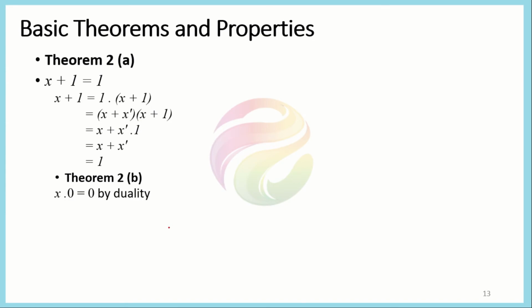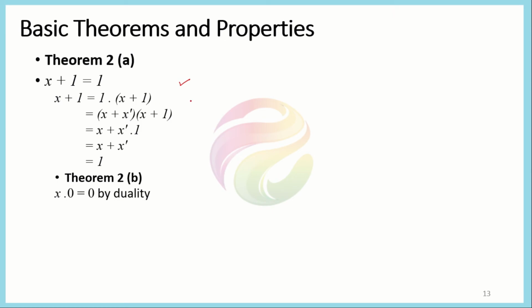Similarly, there are other theorems which you can also prove. Theorem 2a could be proved in this way. It says that if you OR any number x, any binary number 0 or 1, with 1, it will always result in 1. And it is quite simple. You know that this statement is true because you can check it with the truth table yourself.